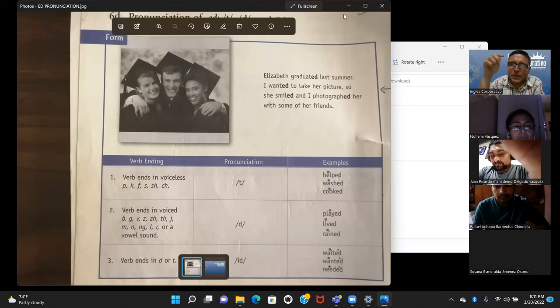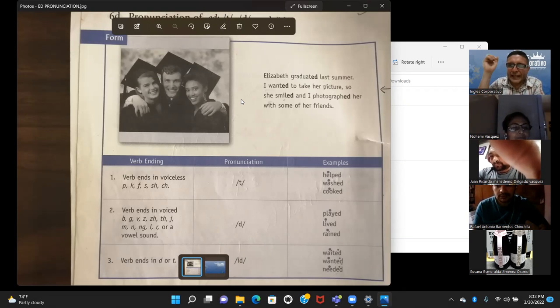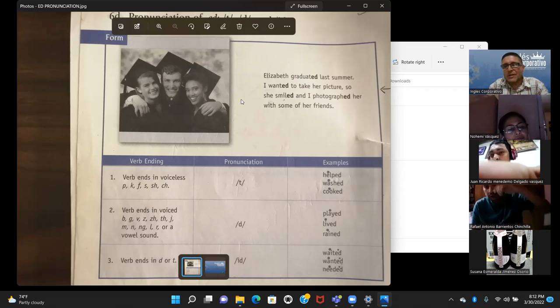The same thing happens with want. The past tense of want is wanted. What is the past tense of smile? Smiled. Suena una D solita. And the last one is photographed. What is the pronunciation of ED when you say photographed? Como una T. It's a T.